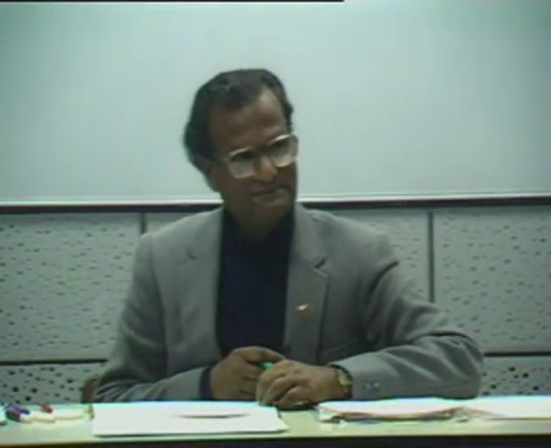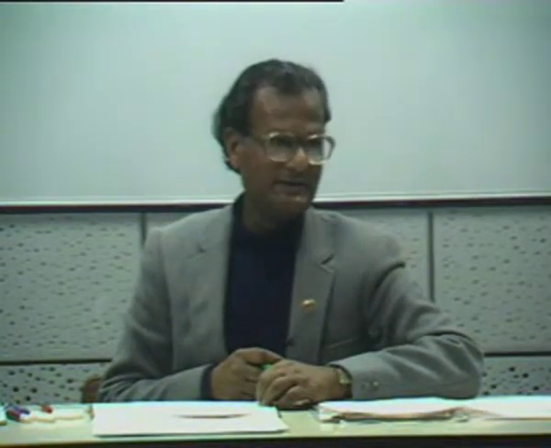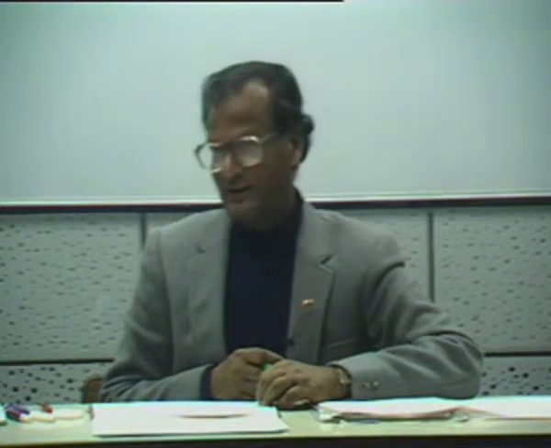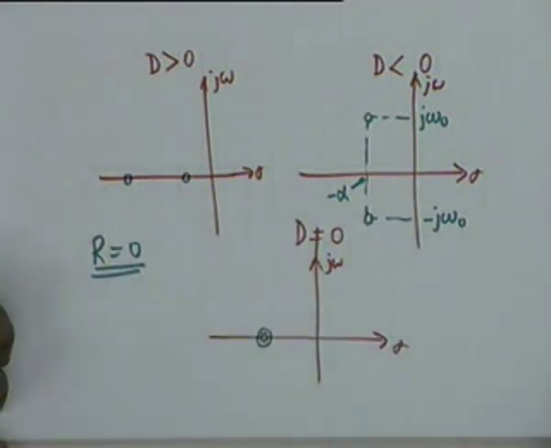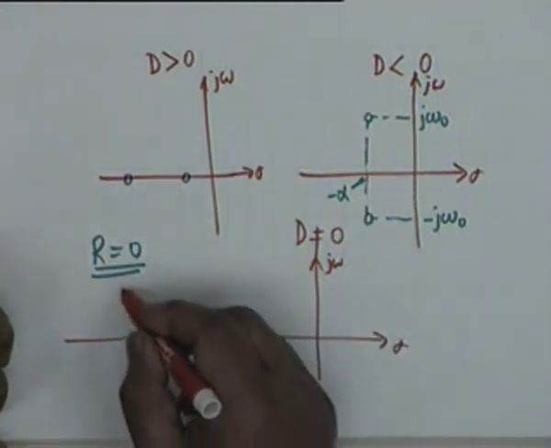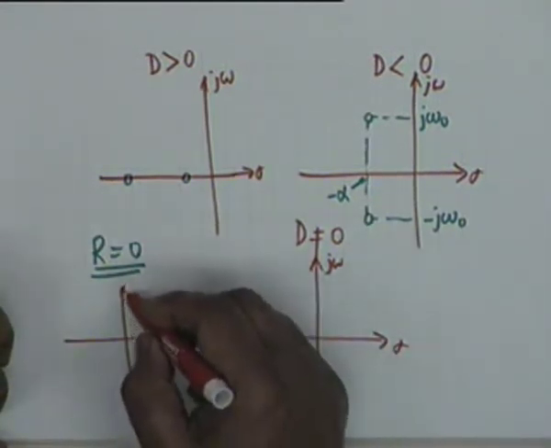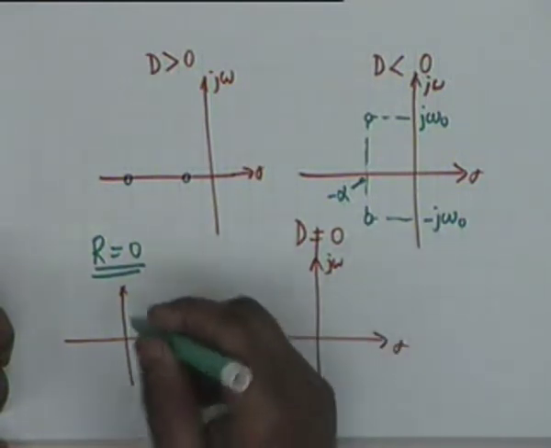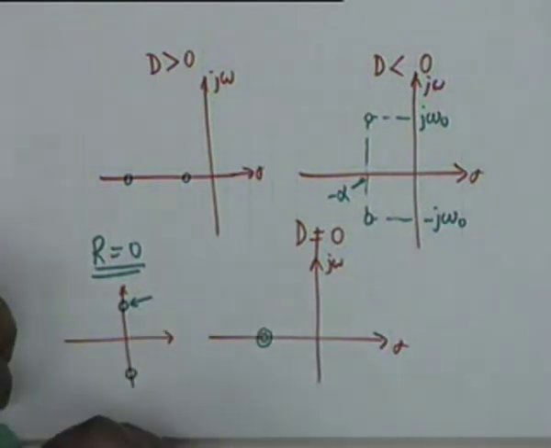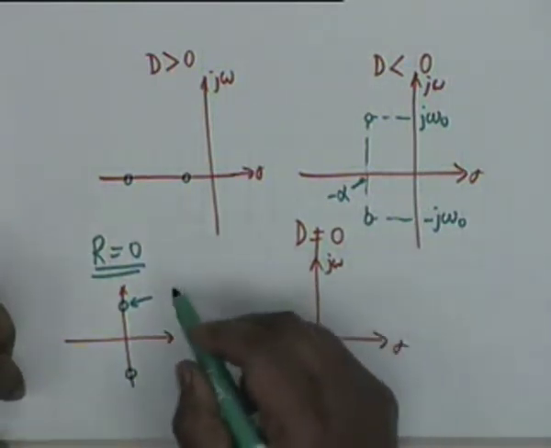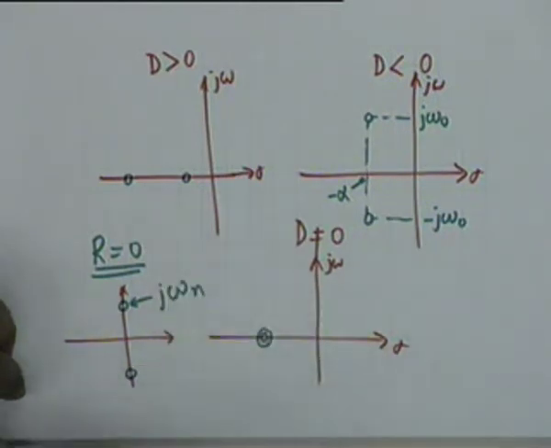Let's consider a fourth case in which capital R equal to 0. Can you tell me where the roots should be? On the imaginary axis, okay. Can you tell me the value? 1 by square root of LC. In terms of omega n, it is j omega n. Is that okay?